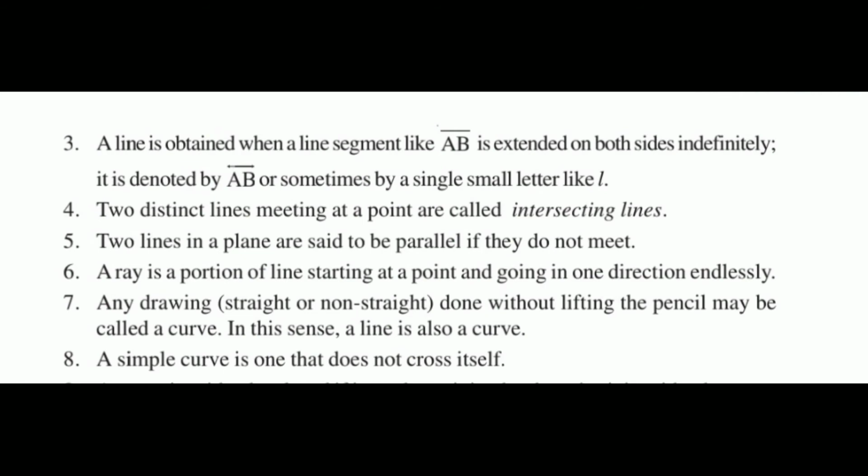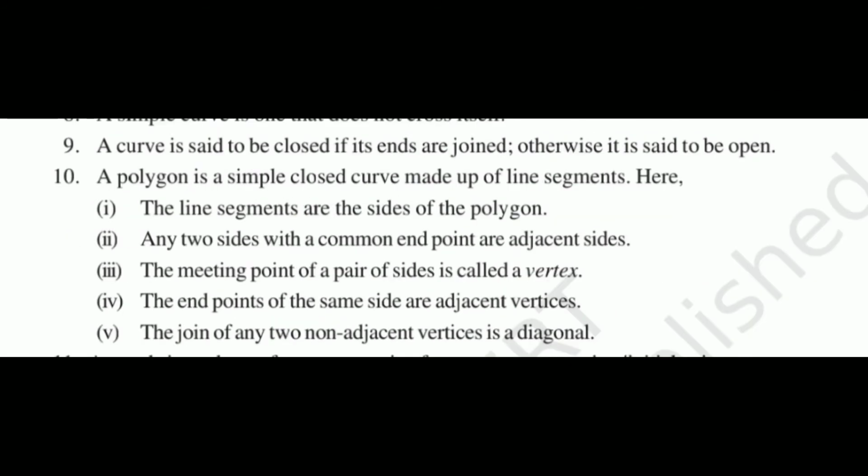Two distinct lines meeting at a point are called intersecting lines. Two lines in a plane are said to be parallel if they do not meet. A ray is a portion of a line starting at a point and going in one direction endlessly. Any drawing, straight or non-straight, done without lifting the pencil may be called a curve. In this sense, a line is also a curve. A simple curve is one that does not cross itself. A curve is said to be closed if its ends are joined. Otherwise, it is said to be open.